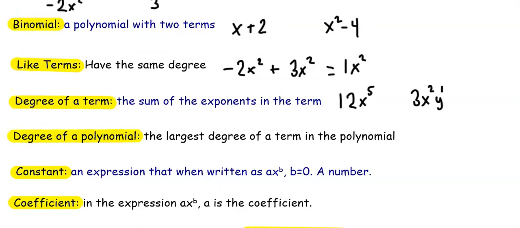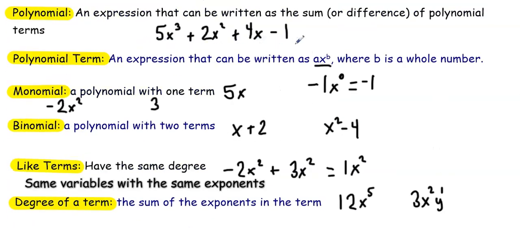So for example, if we look at this polynomial here, the degree of the polynomial is 3 because this term has a degree of 3, this term has a degree of 2, this term has a degree of 1, this last term has a degree of 0. 3 is the largest degree, so this polynomial has a degree equal to 3.